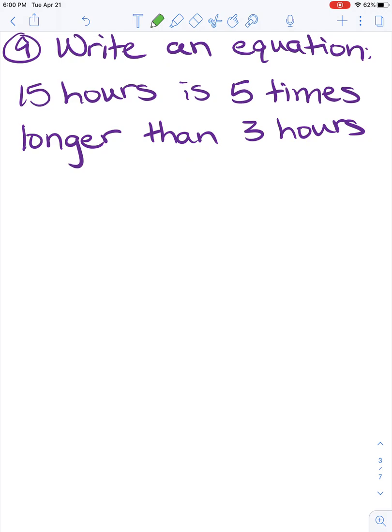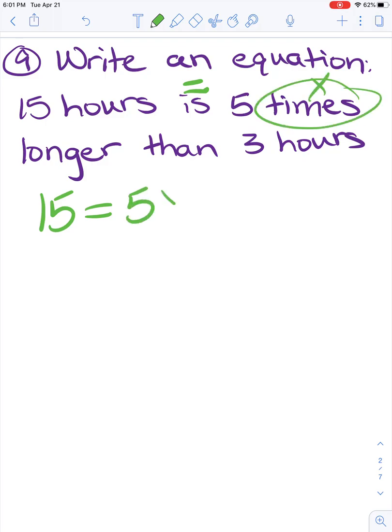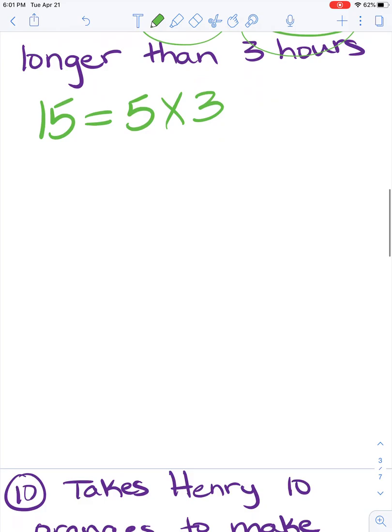Here we're going to write an equation. 15 hours is 5 times longer than 3 hours. All right, so I'm going to write 15, and if you remember, is means equals. Then 5 times, we all know means multiply, 3 hours. So 15 hours is 5 times 3 hours. 5 times 3 equals 15. That's our equation. Just pay attention to those key words. That'll really help you.